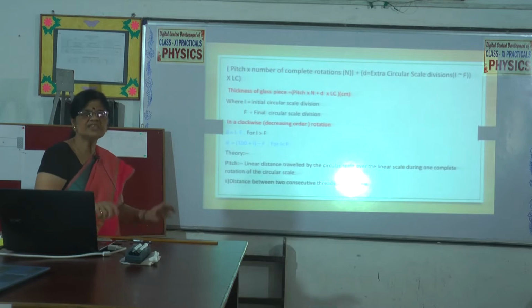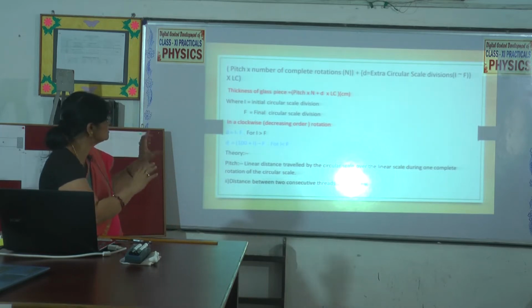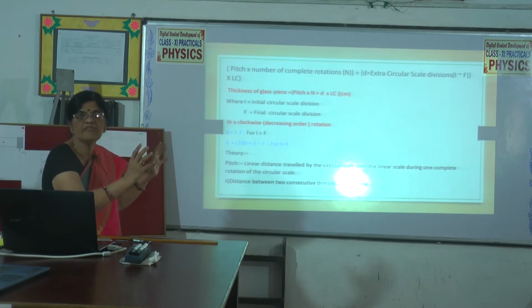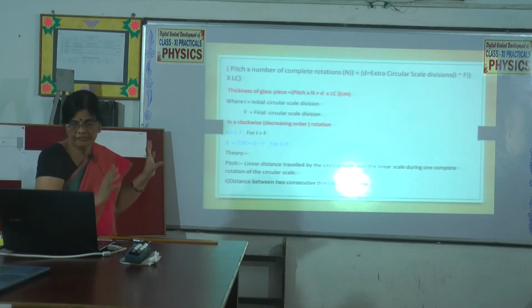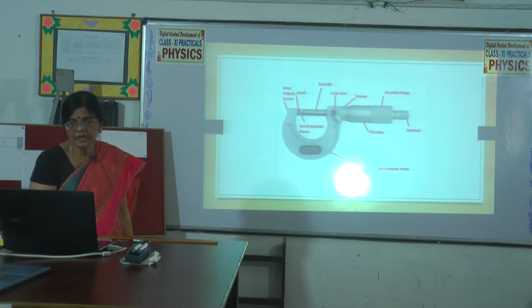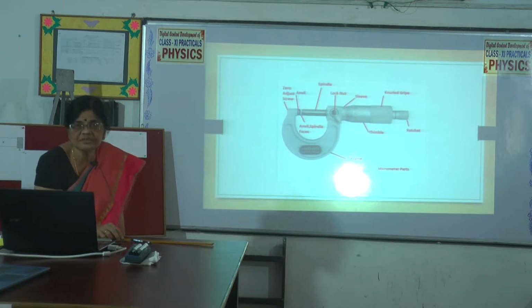Before I start with the instrument, what is the screw gauge? Why do we use the screw gauge? Let me just keep it over here. We have just known the working formula, the apparatus, and the aim of this experiment. We know this. So let's go to the diagram. The screw gauge. I'll come back to the extra circular scale division later on.